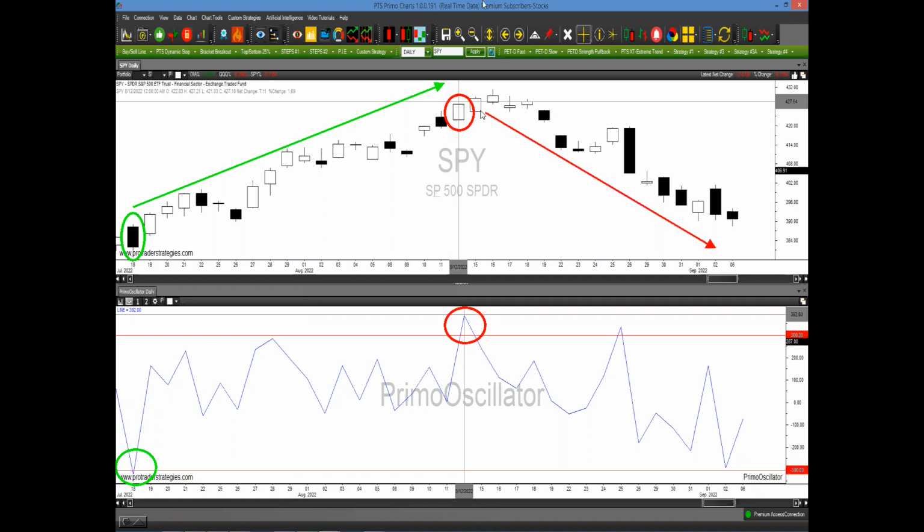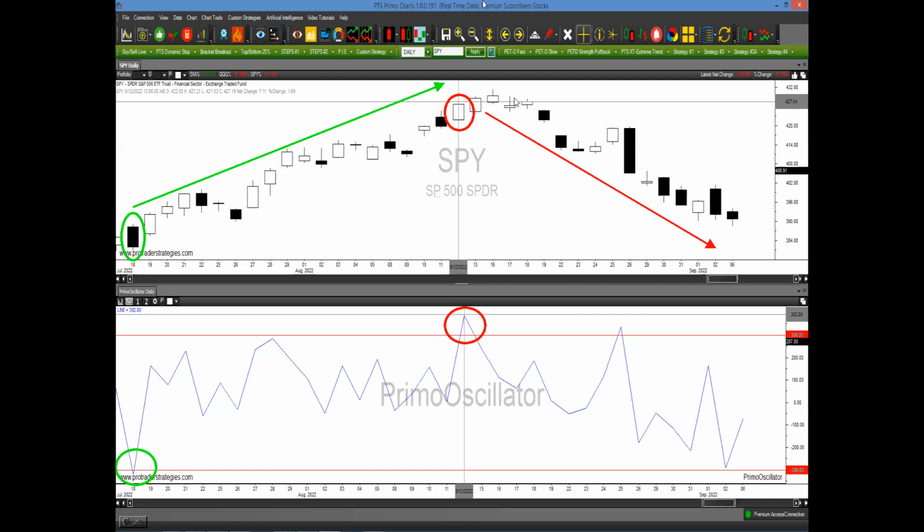So that's why we say this is not a topping tool. This does not tell you the exact top of the market. Now, sometimes it will, but that's not what it's designed for. It's just to give you a heads up. It's to highlight these areas where most likely a short-term price directional change is about to take place.